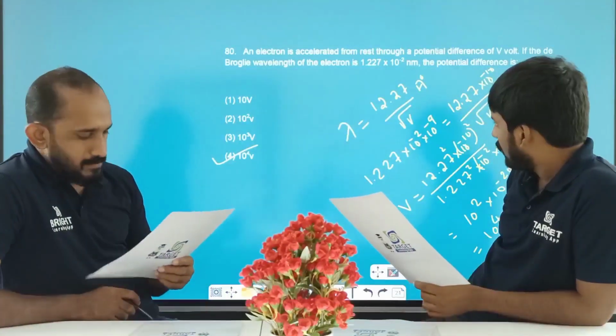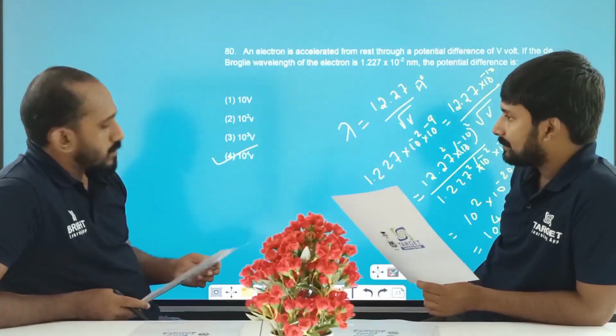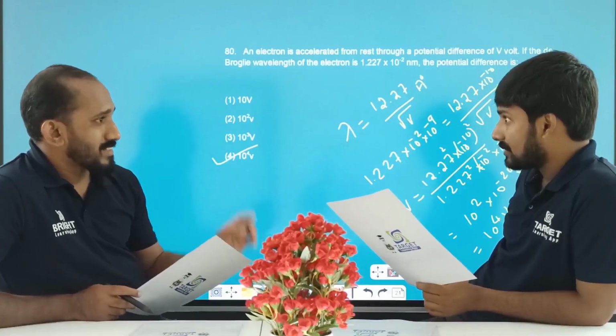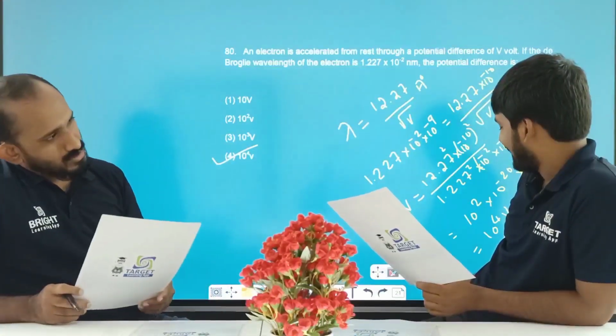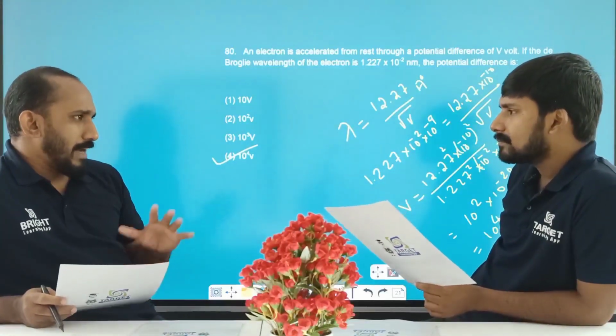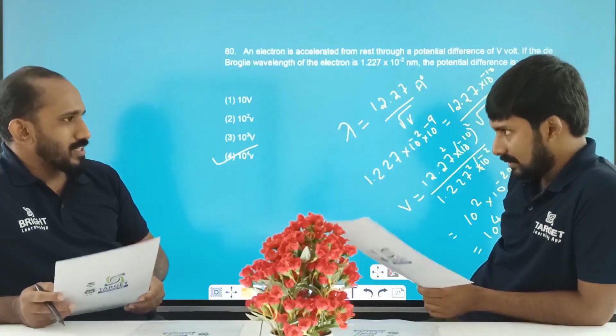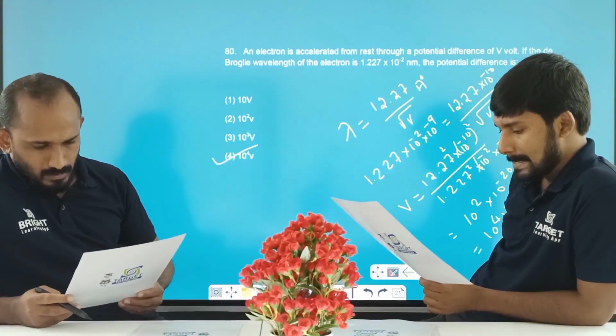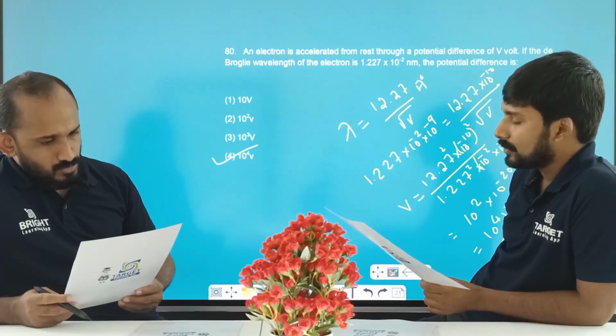Question number 80 is from dual nature of matter. From dual nature we got 3 questions actually. It's a small chapter, but the normal weightage has changed slightly this time. Shall we move on to the next question? Yes. Question number 81.